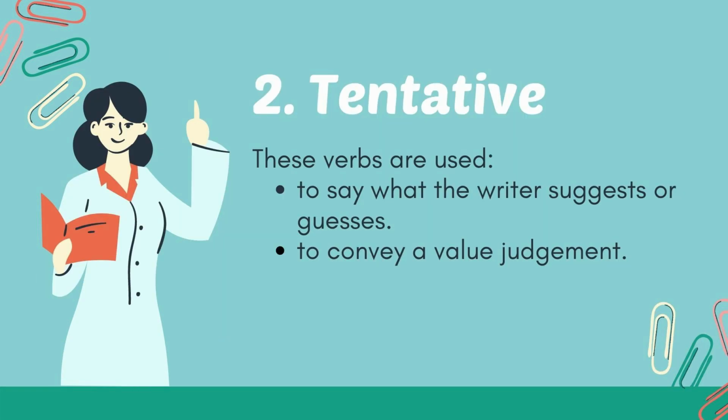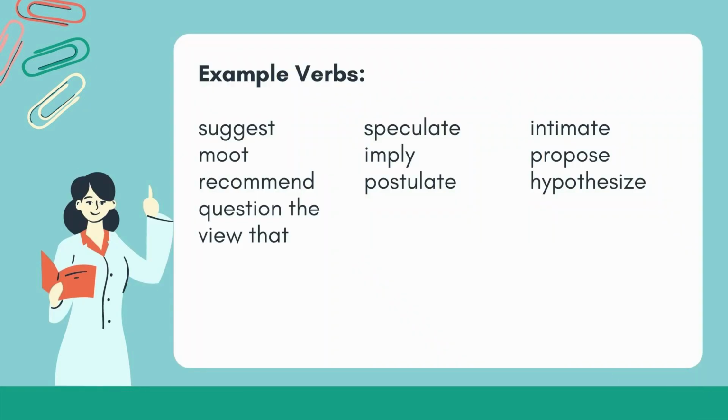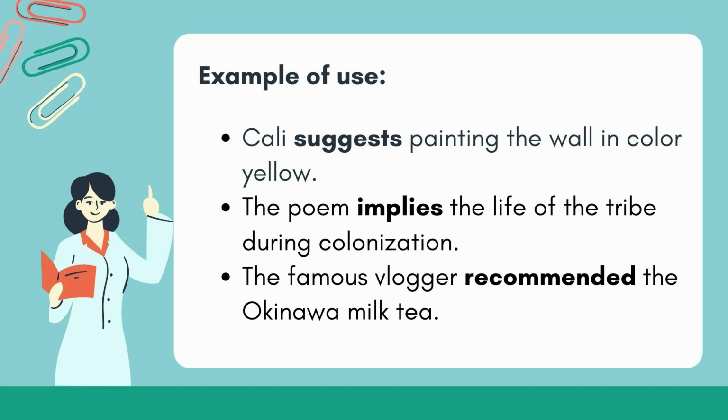Now let's go on to the second one, which is the tentative. These verbs are used to say what the writer suggests or guesses. They are also used to convey a value judgment. Here are some examples of tentative reporting verbs: suggest, moot, recommend, question the view that, speculate, imply, postulate, intimate, propose, and hypothesize.